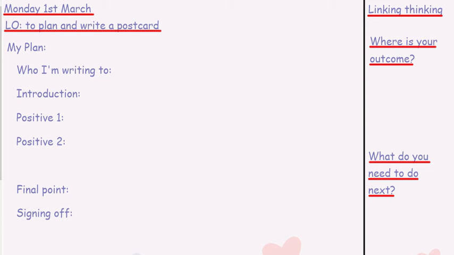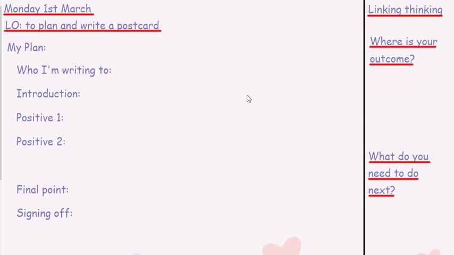So here is how I would like you to lay out your page. Now you have my plan to do, you have different sections to include. Now however you want to lay this out is completely up to you. So I would pause the video now and get the date and the title and the linking thinking column set up, but you may want to do this planning section maybe into little bubbles, into circles, into rectangles. You may want to draw yourself out a little box. It's completely up to you.